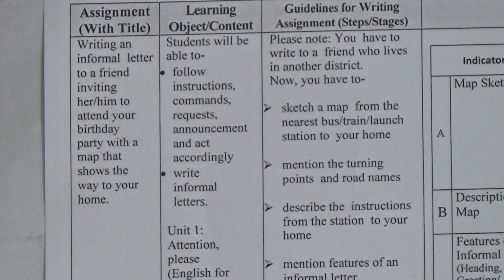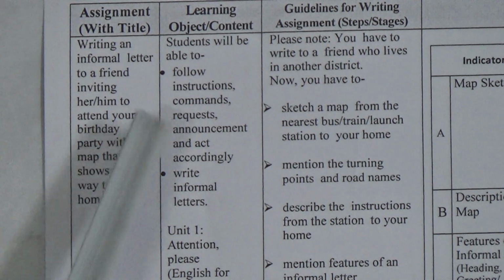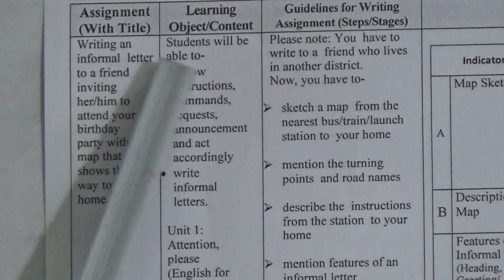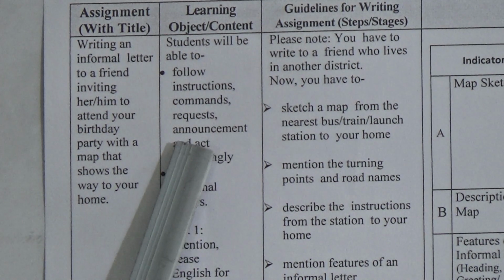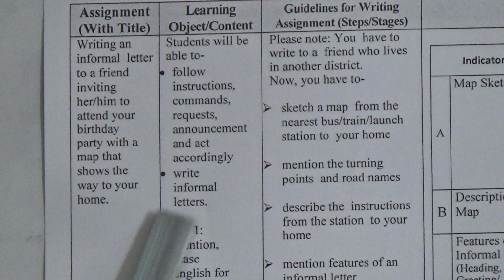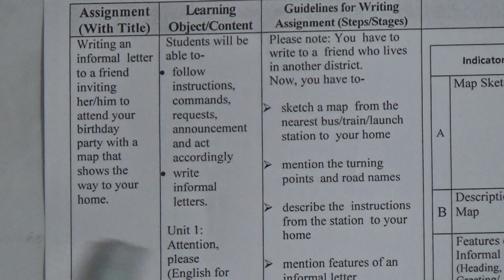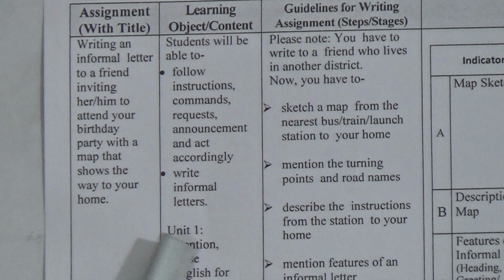Then, learning objective or content. Dear students, these writings are too tiny, but I have uploaded these assignments PDF at your group. So, you will get that from your group. Then, students will be able to follow instructions, commands, requests, announcement, and act accordingly. Write informal letters. Okay? Then, Unit 1, attention please. English for today. That means from your English for today you can follow it. There is a map in your English for today book at Unit 1 and its attention there.